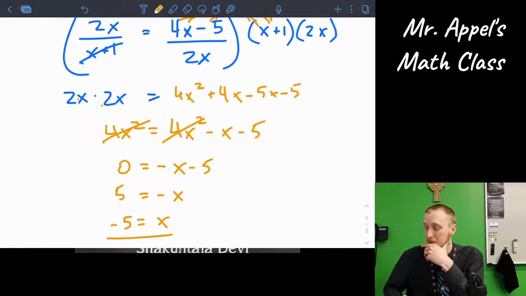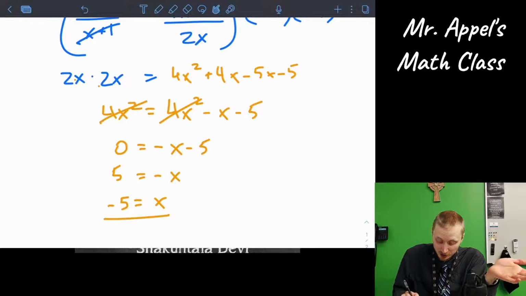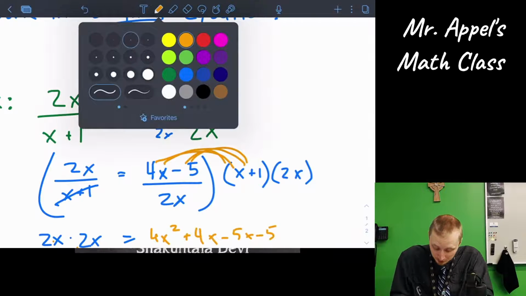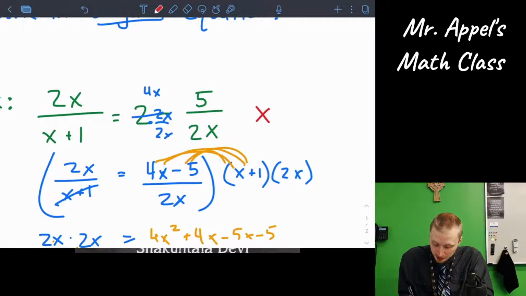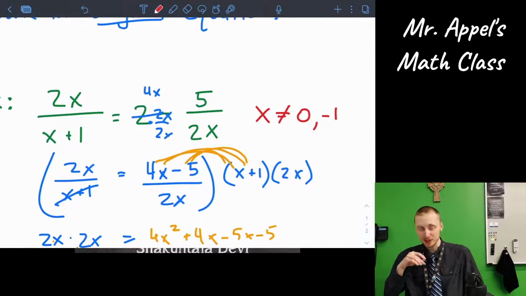Is that our final answer? Is that actually allowed? We didn't check for extraneous solutions. What are we not allowed to equal? Take a look at this denominator. X cannot equal 0, so that would make 0 down here. Or negative 1. That's our list of extraneous solutions. Should have done that first, really. It's a better habit to get into. Check that first.